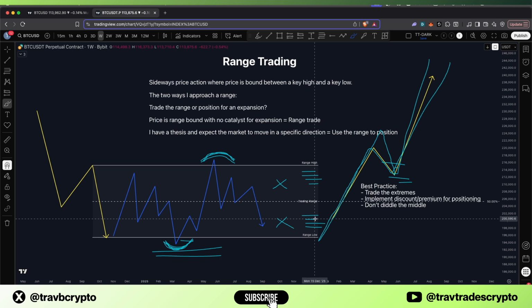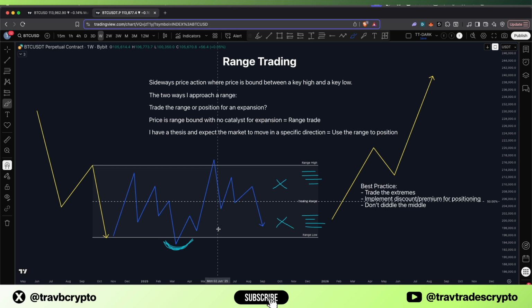So just to recap on what we've gone through, a range, when price is contained within a high and a low and is moving sideways, the first thing you always want to think about is, am I range trading? Am I just going to trade the range? Or am I looking to use this range to position into the next expansion? If you're range trading, you're trading the extremes where you're shorting resistance, the range high, and you're longing the range low. Your target is the other side of the range.